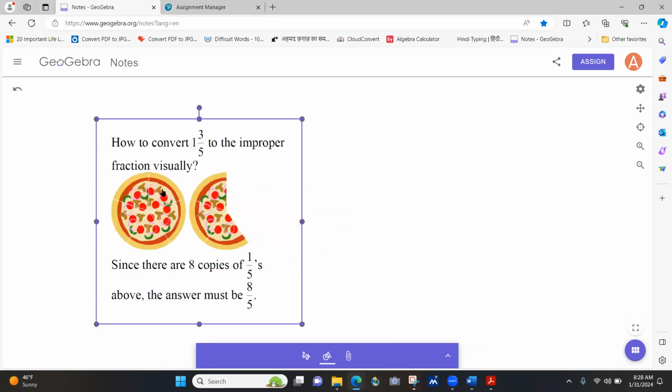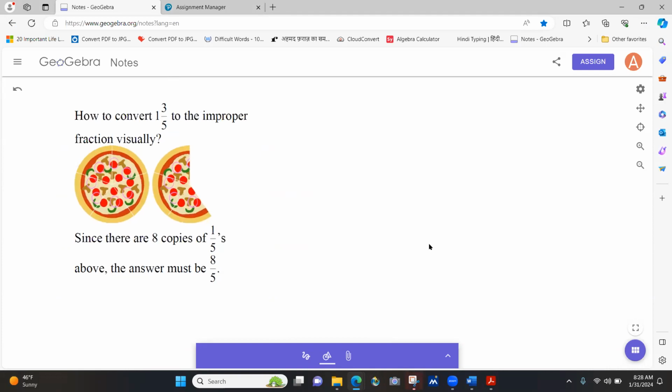All right. So guys, let's say I have 1 3/5 of a pizza. I have one whole pizza. I'm going to cut it into fifths. 1, 2, 3, 4, 5. And here I have 3 of the 5 slices. So clearly I have one whole pizza and 3/5 of a pizza. Now, basically I'm asking based on my denominator, which is 5, how many fifths are here in total?